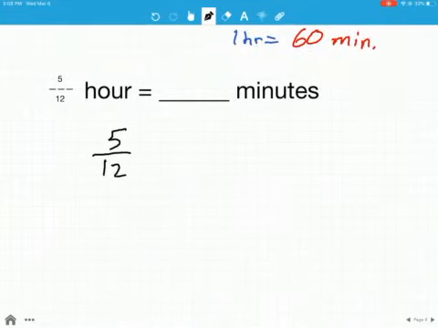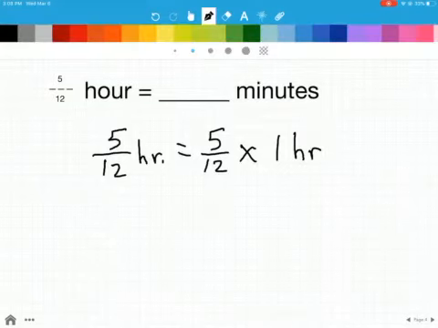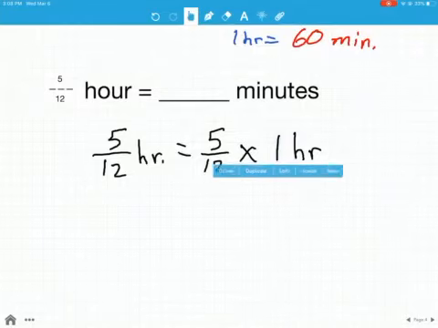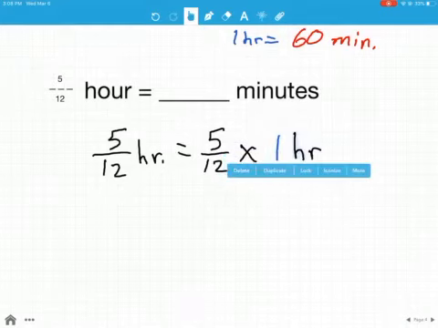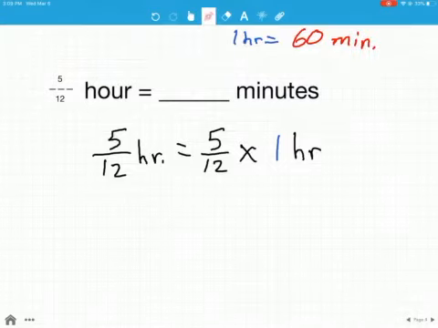5/12 of an hour, which is equal to 5/12 times 1 hour. Okay, now we're going to switch that 1 hour to 60 minutes.